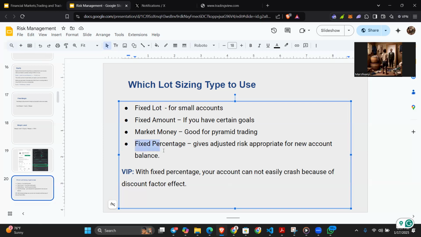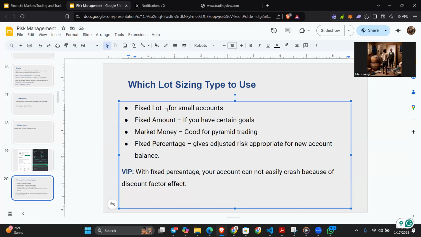If you stick to the rules I will be showing you in this section, and you use fixed percentage and stick to the rule, if you blow an account, come back, I will refund you.